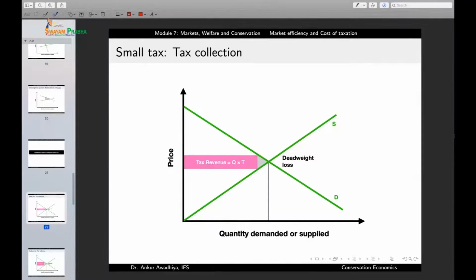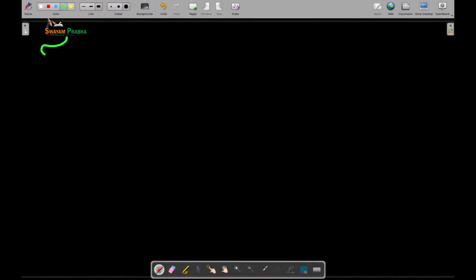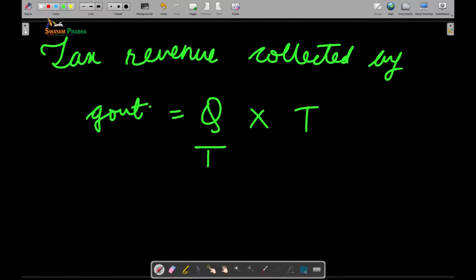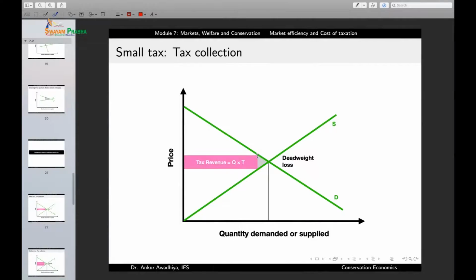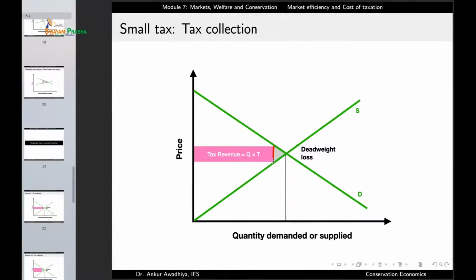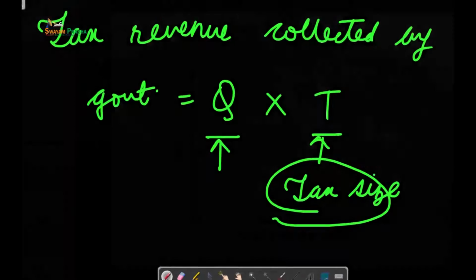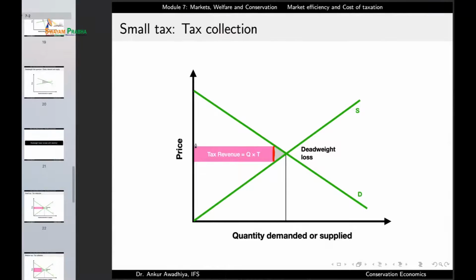Now, if the tax is very small, the total tax revenue collection itself is very small. The tax revenue collected by government is equal to Q into T, where Q is the quantity of the goods that are bought and sold, and T is the tax size. Now, if T is very small, as we are observing here, so in this case, this much is T. So if T is very small, then Q into T also becomes a small quantity. And so the tax revenue that is collected by the government, as given by the area of this pink colored rectangle, is also a small quantity.